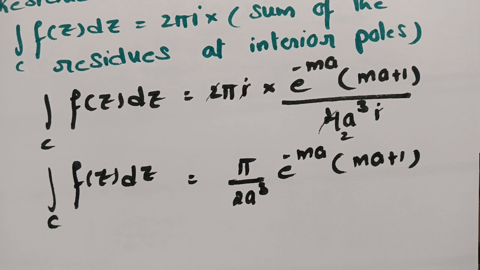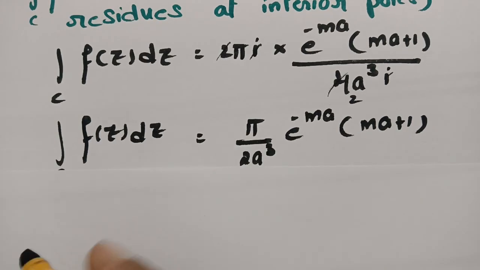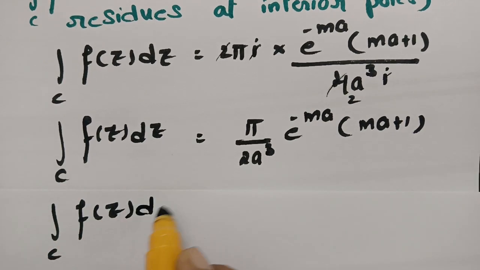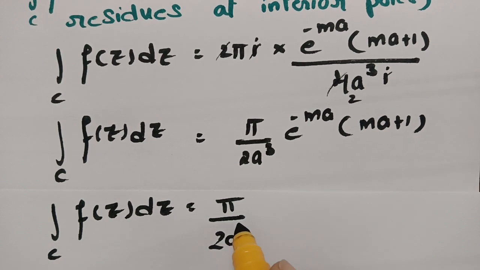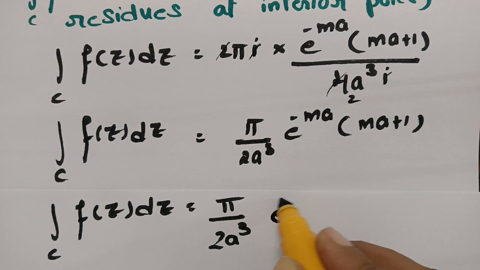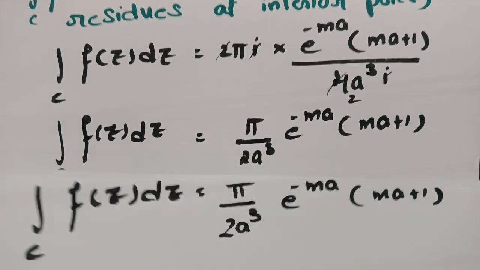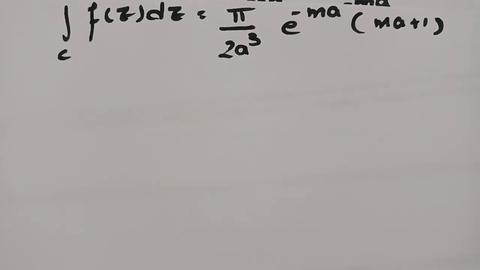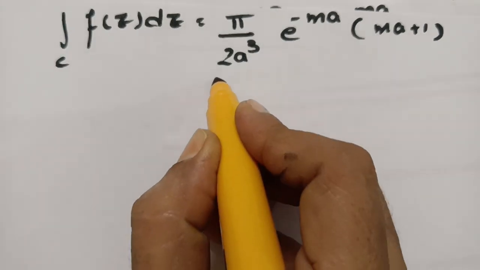And now what we have to do? So what is this c here? C is nothing but the contour. So clearly the integral over c of f of z dz value is nothing but pi by 2a cube e power minus ma into (ma plus 1). Clear? So what is this contour c? C is the contour.